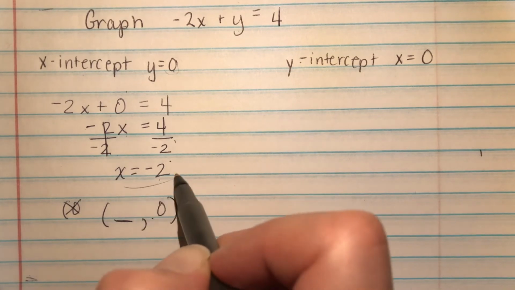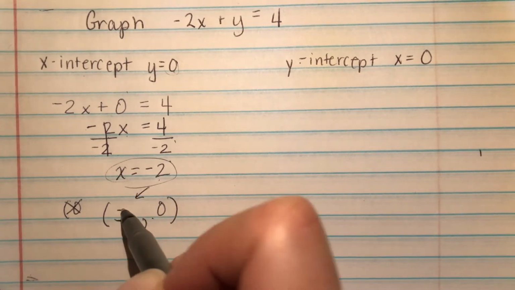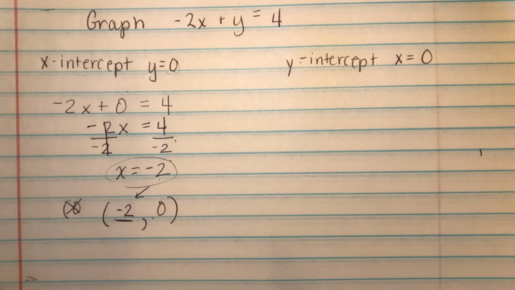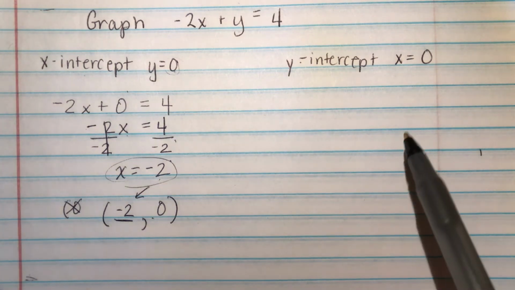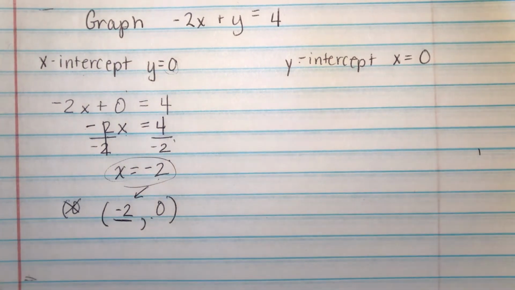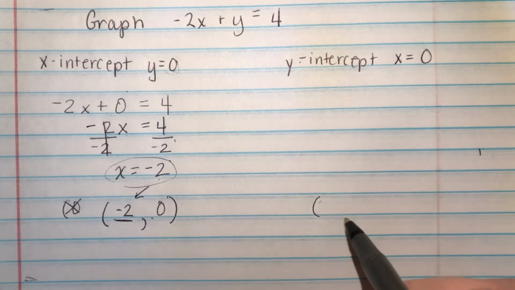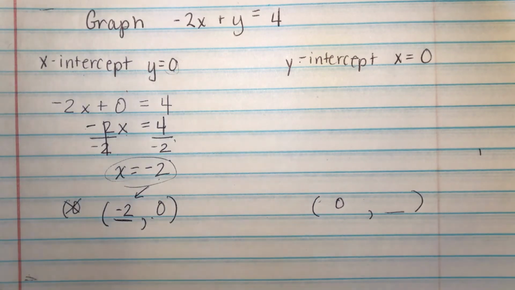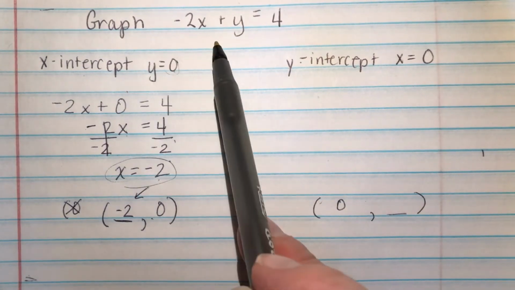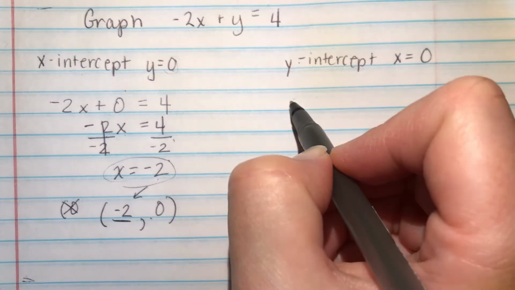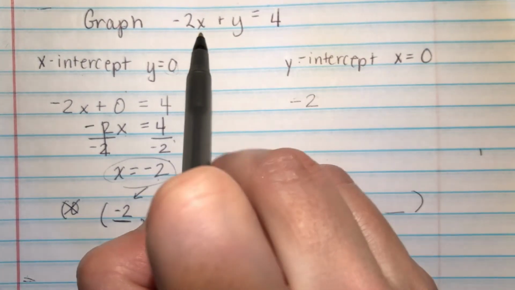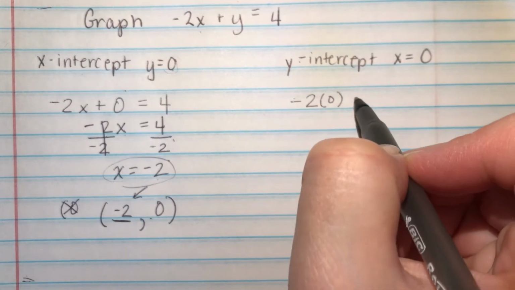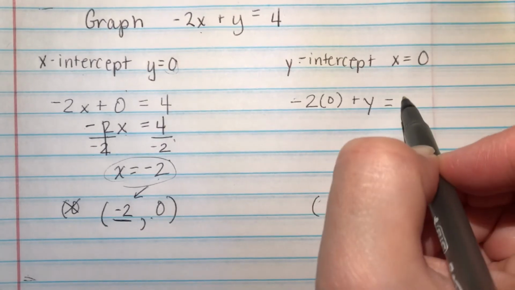Now I have my x value, so I'm going to plug it in here. And I know that my x-intercept is (negative 2, 0). To find a y-intercept, x will be 0. So again, when I find my ordered pair, I know this is 0, and then this will help me find my y value. I take the exact same problem again, and now I'm going to rewrite it: negative 2, but this time I know what x is. I'm going to use this 0 for x. So multiply by 0 plus y equals 4.